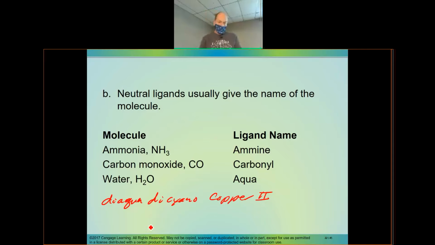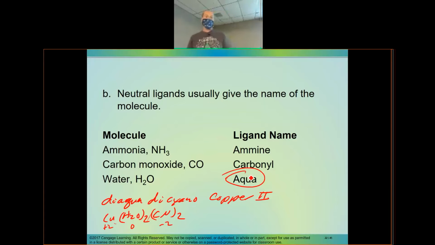All right, so diaqua, that's right there. That means you have 2 waters, so you're going to have H2O sub 2. Dicyano, you're going to have CN sub 2. And then you have a copper. All right, so you would have a copper complex, and the copper is +2. All right, and so that's a 0, that's a -2, so that is a diaqua dicyano-copper 2. That is a neutral complex.